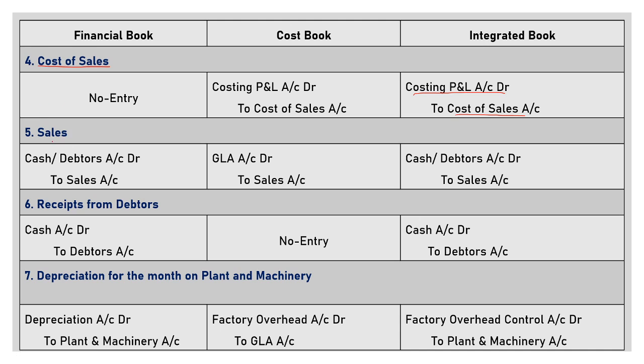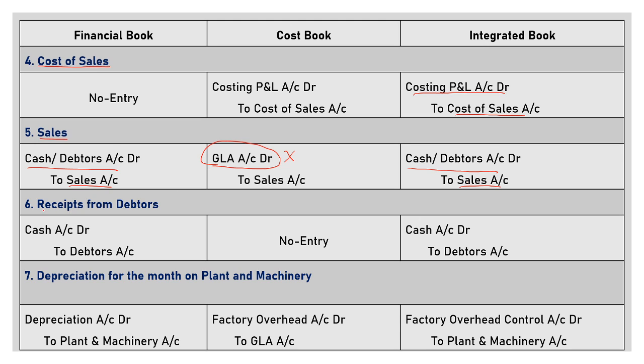Our next transaction is sales, and sales is our income and all the incomes are credited. So here our entry in the financial book is cash or debtors account debit to sales account. Now in place of cash or debtors, we use general ledger adjustment account in cost books, and these are not considered in integrated books. So here our entry is cash or debtors account debit to sales account.